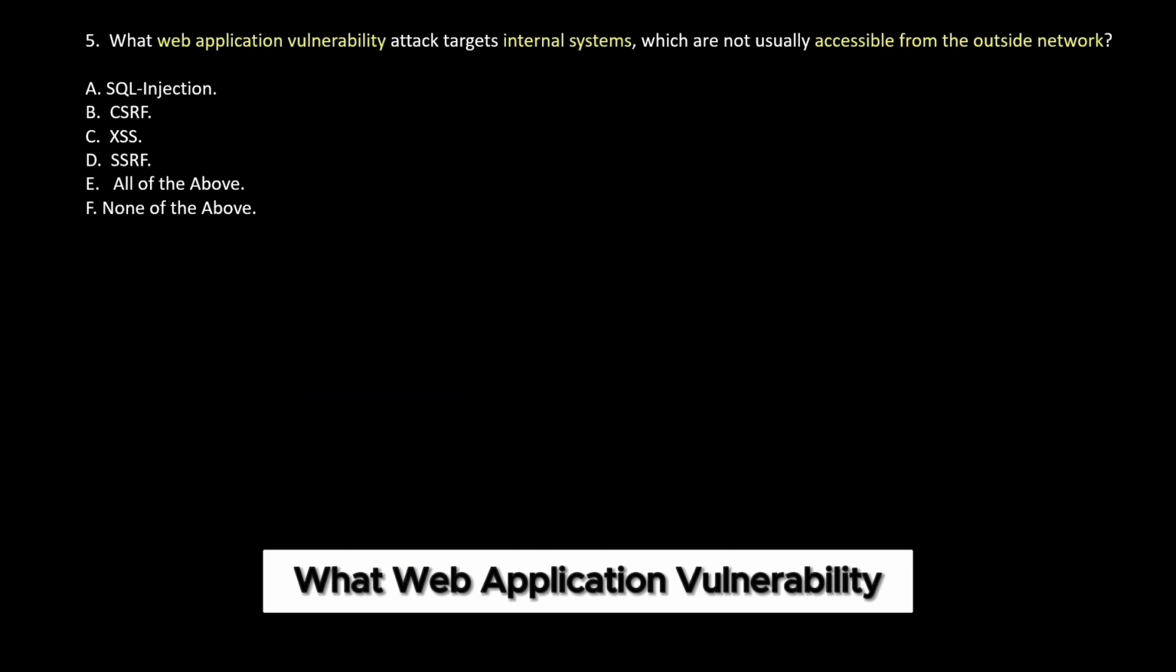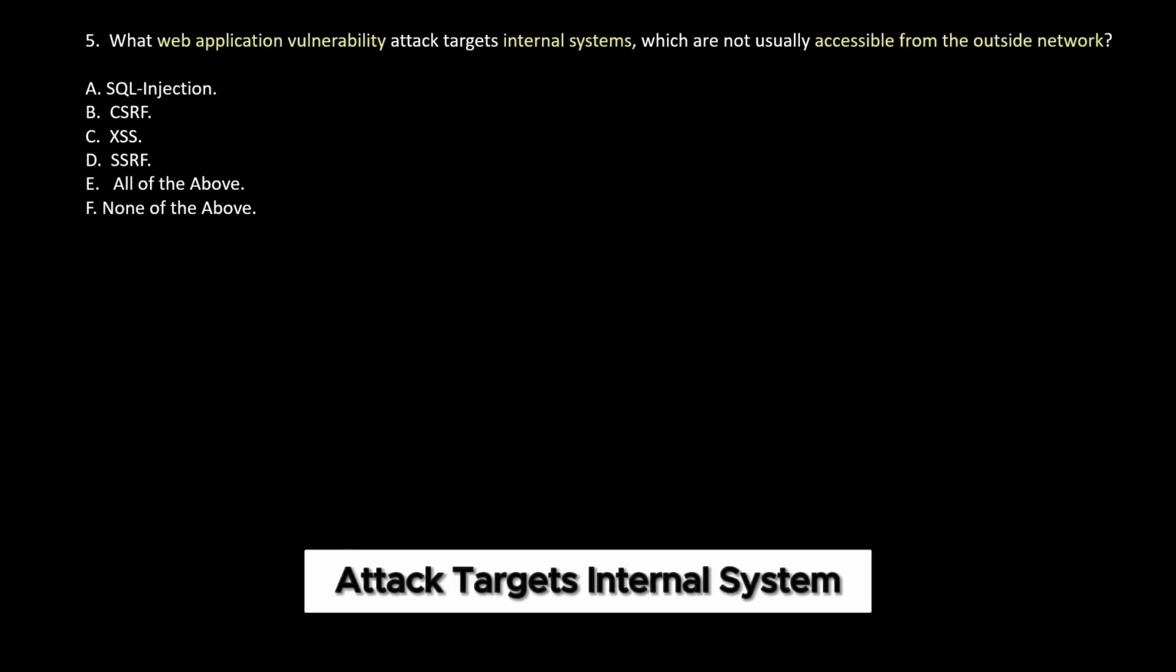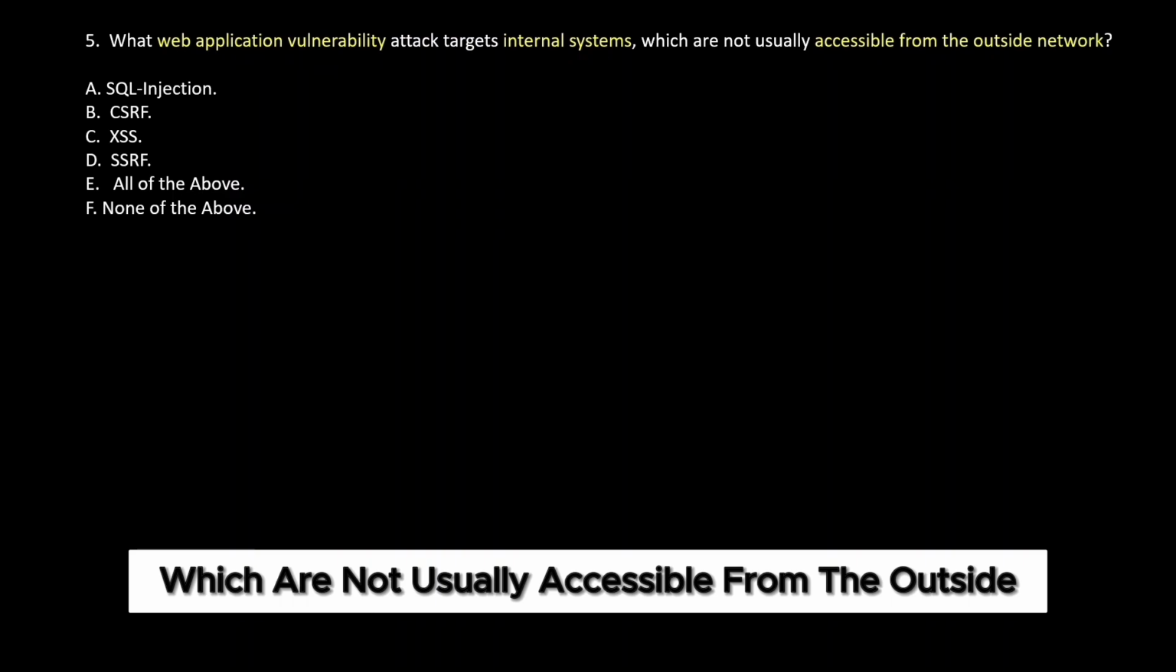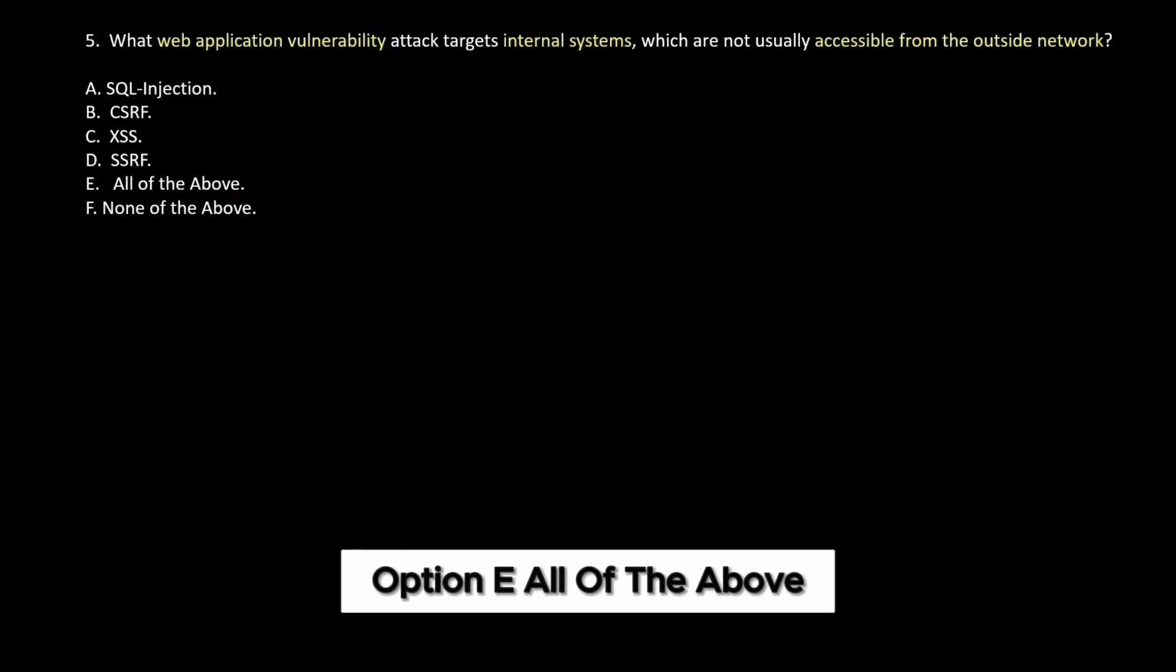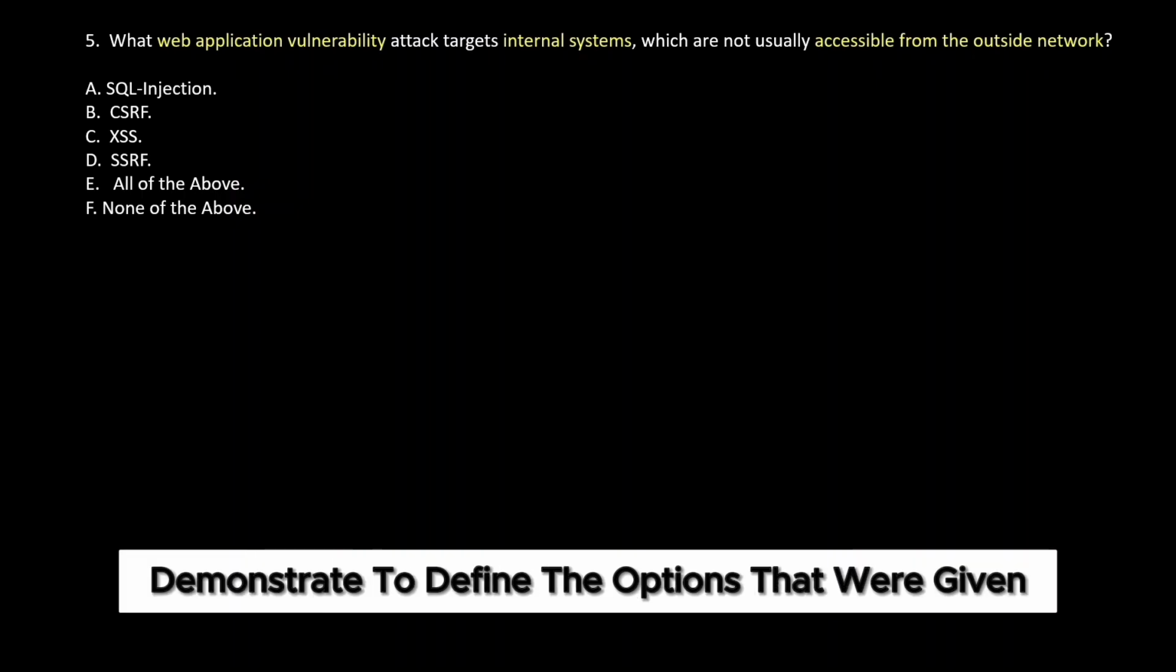What web application vulnerability attack targets internal systems which are not usually accessible from the outside network? Option A, SQL injection. Option B, CSRF. Option C, XSS. Option D, SSRF. Option E, all of the above. Option F, none of the above. Diving straight to define the options that were given.